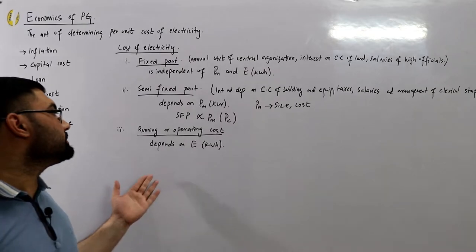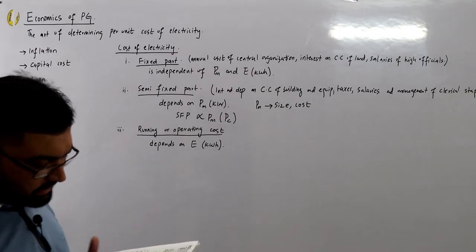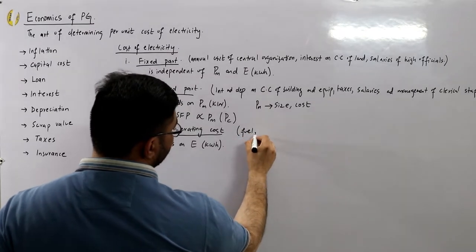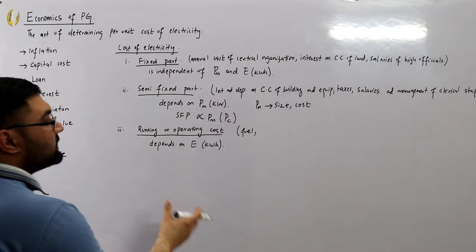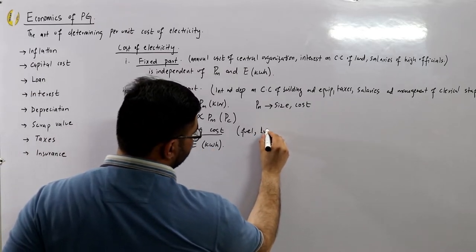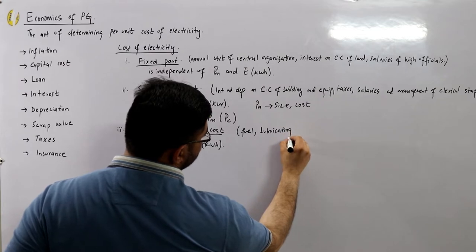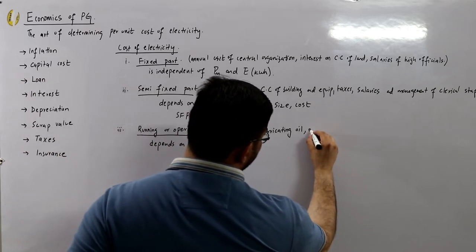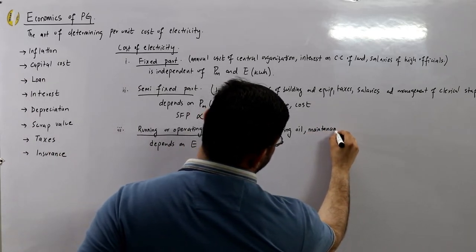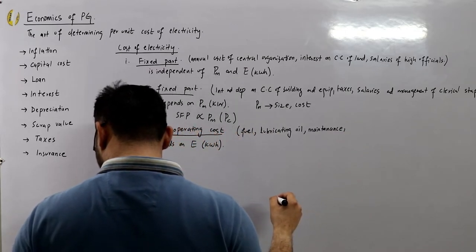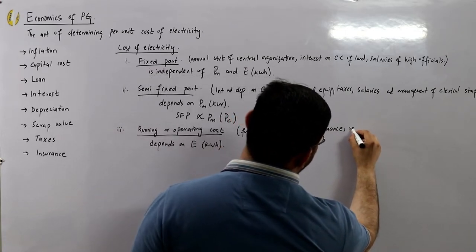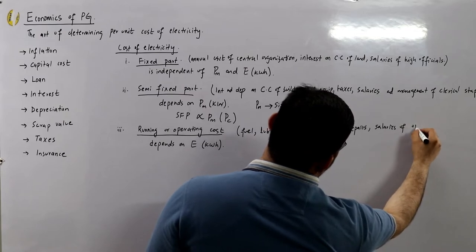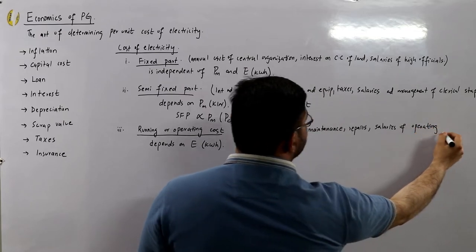The more the energy units produced, the more would be this cost. This includes the cost of fuel. The more energy units required, the more fuel required. Lubricating oil, of course, again directly proportional. Then you have maintenance, repairs, and salaries of operating staff.